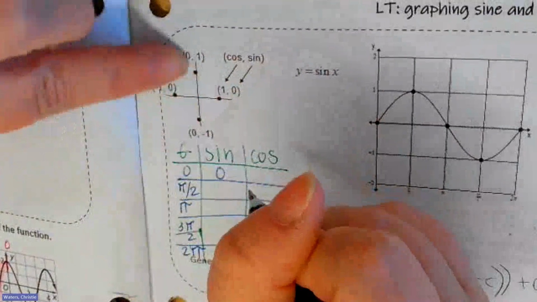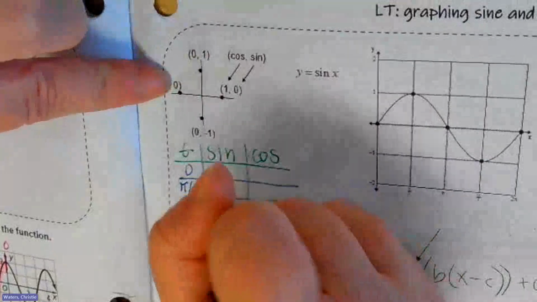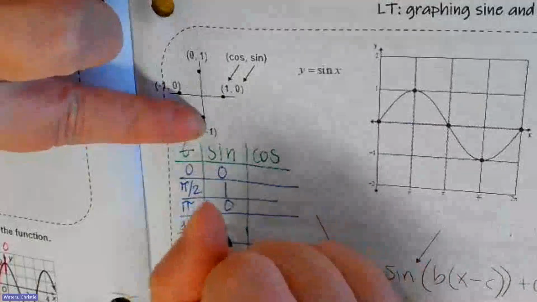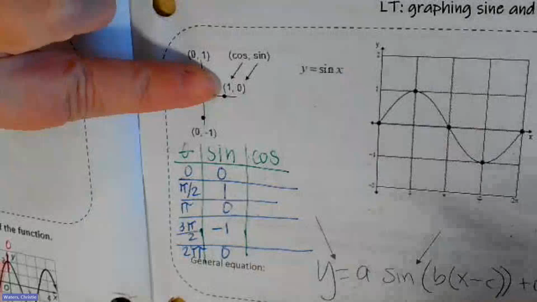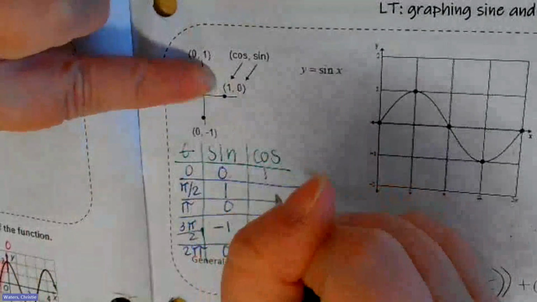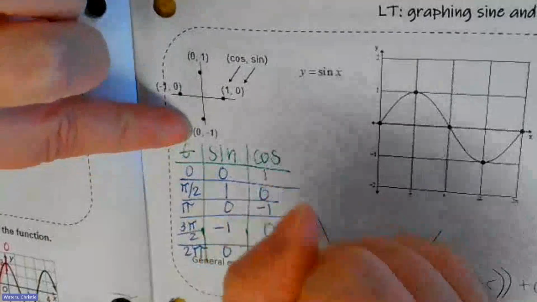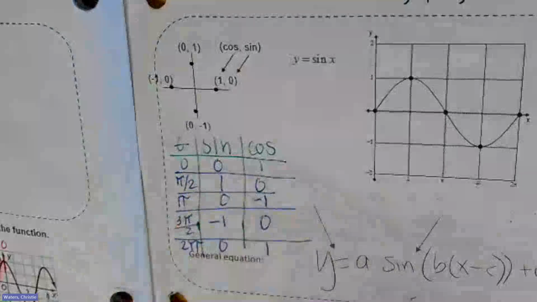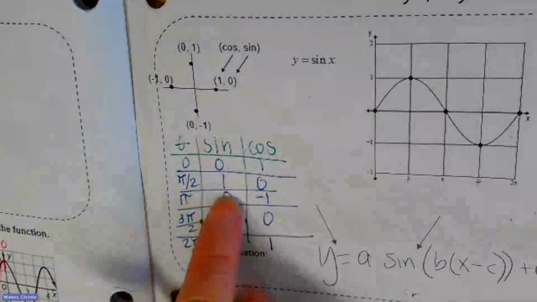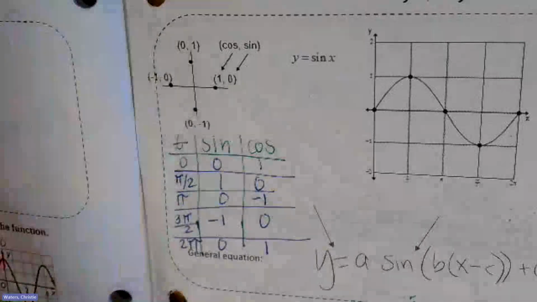So the sine value at 0 radians is 0. The sine value at pi over 2 radians is 1, then 0, -1, and back to 0. The cosine values are x-coordinates, so 1, 0, -1, 0, and back to 1. One thing you can notice is that these are just all the same numbers repeated over and over again. And also there's a 0 between every single one, and that's going to impact our graph.